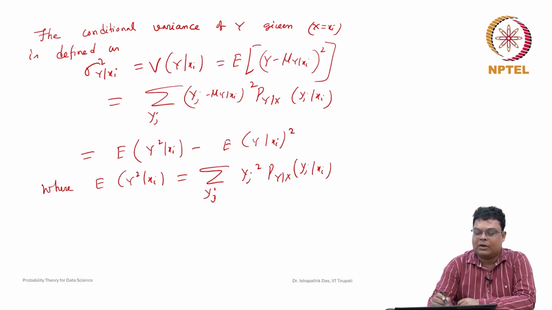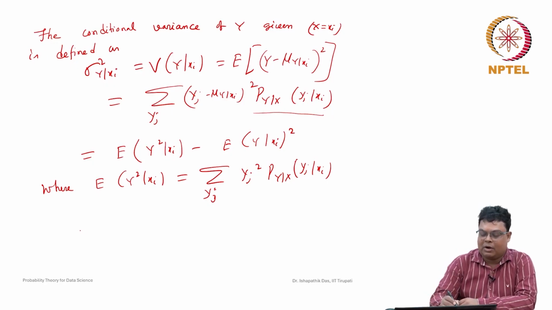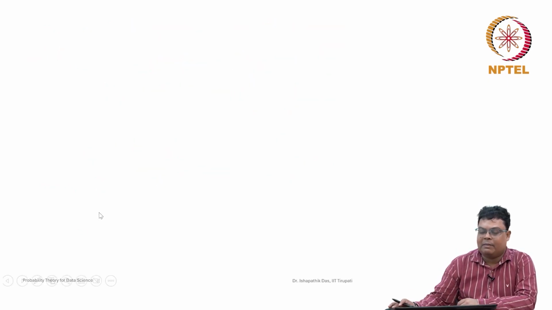So basically this conditional mean and conditional variance: if we consider this probability mass function as the conditional probability mass function, and with respect to that you find the mean and variance using the usual mean and variance formulas, then you will get this conditional mean and conditional variance. Now you can ask the opposite: how can we similarly define the conditional mean and variance?